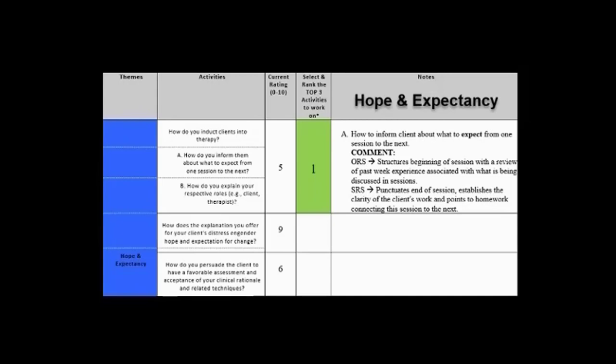And again, I think that the 2 feedback-informed treatment elements help inform the client about what to expect. So the ORS structures the beginning of the session with a review of the past week's experience associated with what is being discussed in the sessions, and hopefully including the homework. And then the session rating scale, or the SRS, punctuates the end of the session, establishes clarity of the client's work, and points to homework connecting this session to the next.